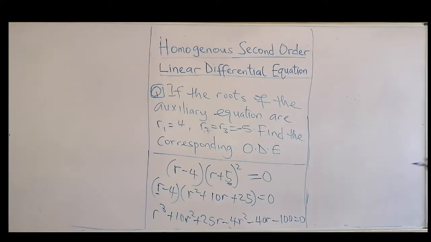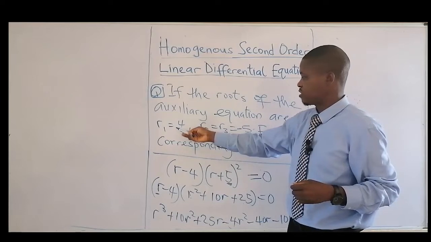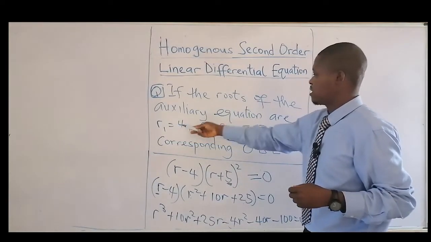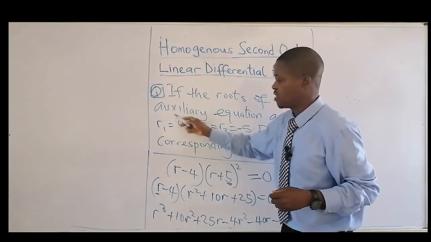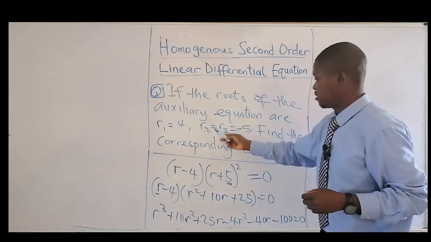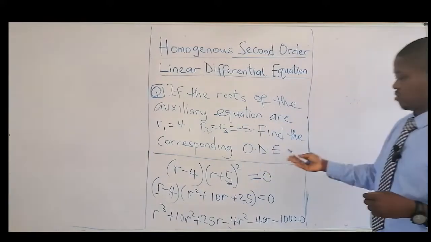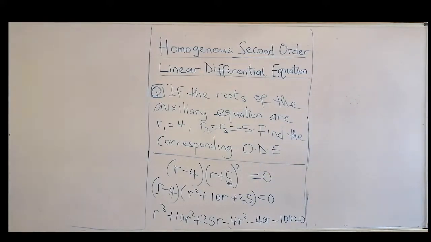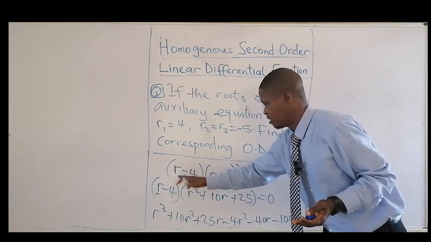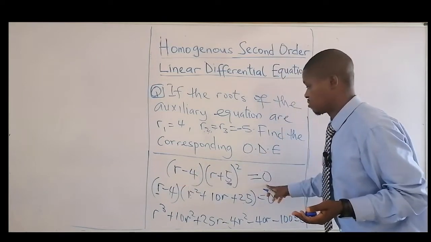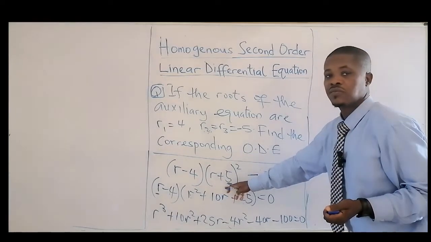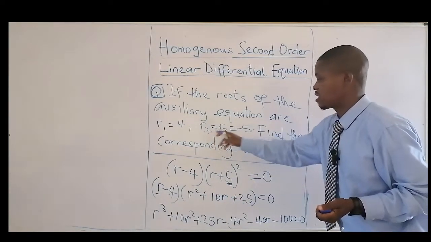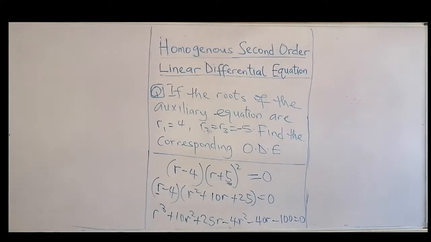An additional thing to say here is that if their root is this, that means the expression must be equal to 0. So that's how you can get that root. If you look at it, you can see r minus 4 is 0, so from there you get 4. If you solve r plus 5, you have the repeated root equal to -5. So this is what we've gotten now.